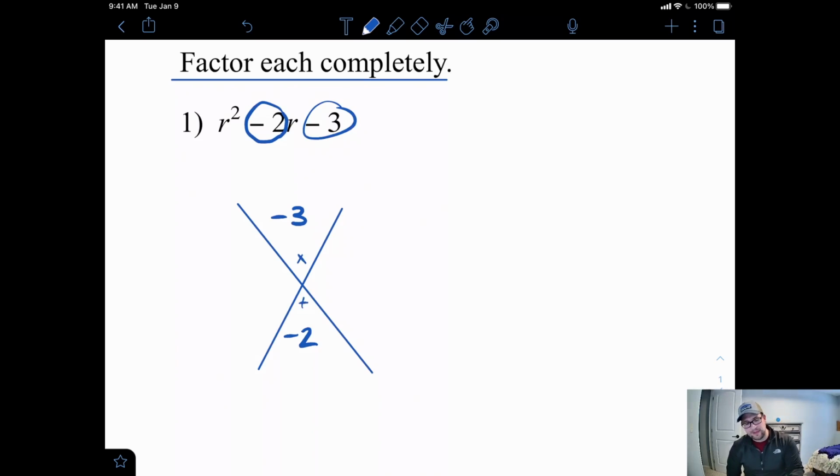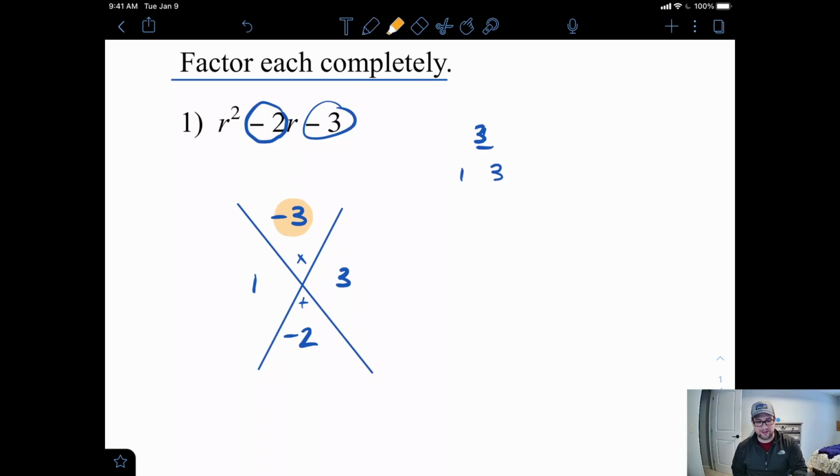Now, I like to make a list if I struggle with this a little bit, but 3 is kind of easy. The only numbers I can think of that multiply to be 3 would be a 1 and a 3. So, let's grab a 1 and a 3. Now, if they multiply to be a negative number, the only way that can happen is if one of them is negative. If they're both negative, then it'd be positive. If they're both positive, then it'd be positive. But since it's negative, I know only one of them is actually negative.